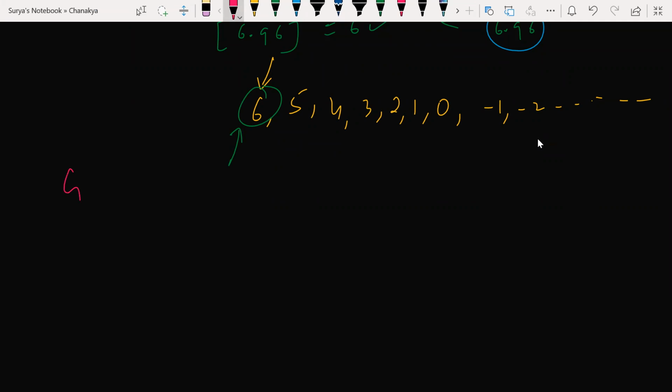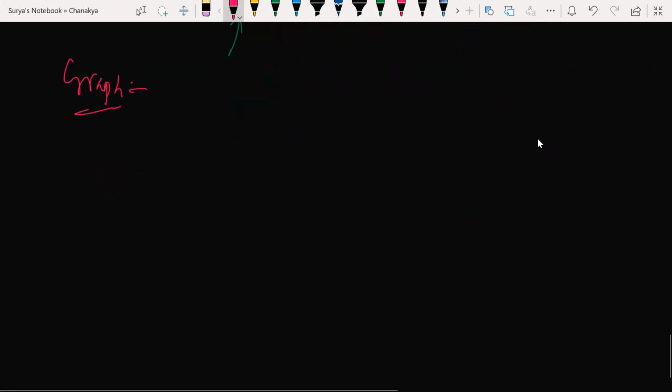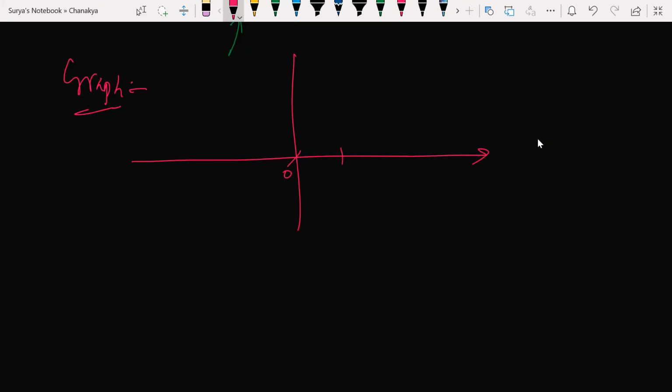So now, how is the graph of this function going to be? Very simple. Based on the graph only, we got a name called step function. Let me say this is 0, this is 1, this is 2, this is 3, -1, -2, -3. And you mark -1 here, -2 here, -3 here, 1 here, 2 here, 3 here.